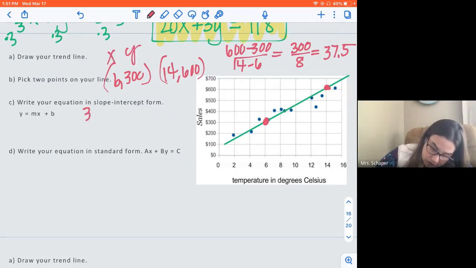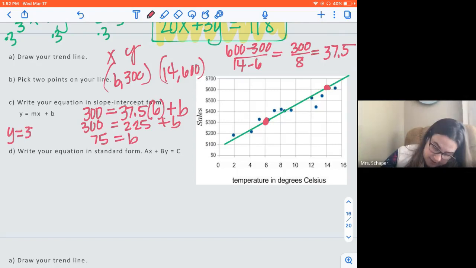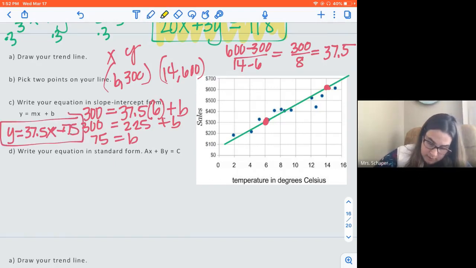And then what I'm going to do is figure out my b. So 300 is my y, my m is 37.5, my x is 6, plus b. So 300 is equal to 225 plus b. So 75 equals b. So my slope-intercept form is y equals 37.5x plus 75. And here we go.